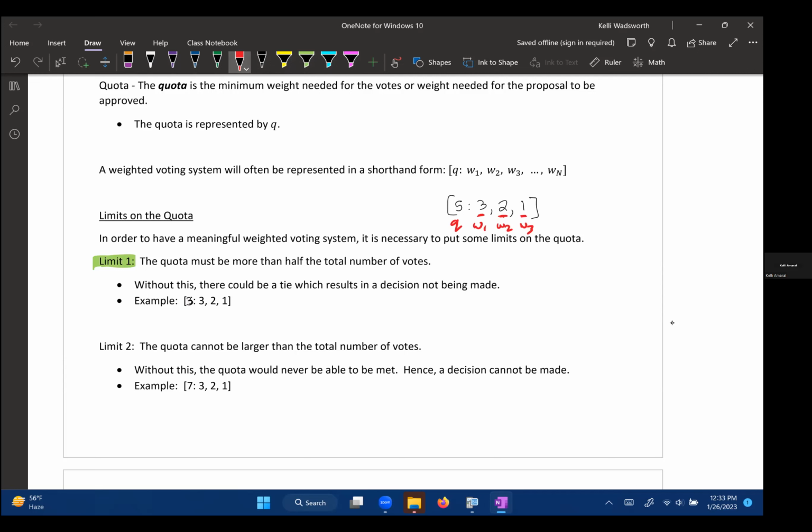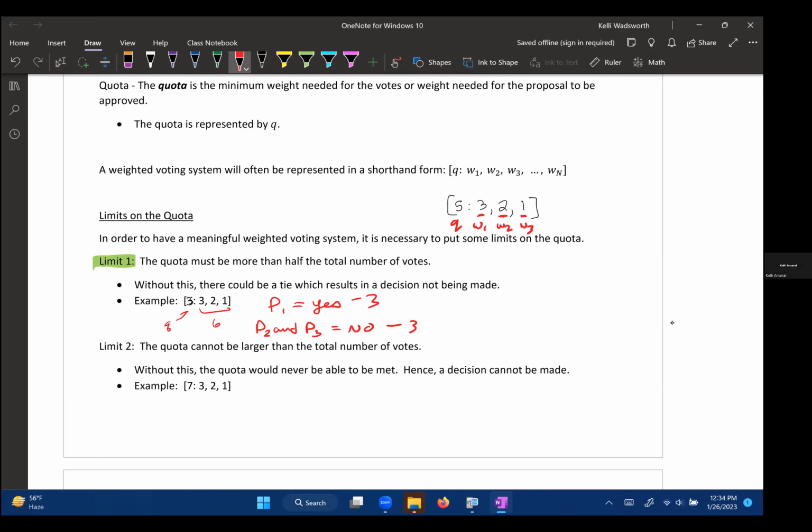If we look at what we mean here, here's a voting system where you can see there are 3 players, right? Just like the one we talked about before. There are a total of 6 votes here, right? And half of 6 is 3. So right now the quota is set at exactly half the votes, right? But notice what could happen here. Player 1 could vote yes, and players 2 and 3 could vote no, and that would mean 3 votes for yes and 3 votes for no, right? And we don't really want that to happen.